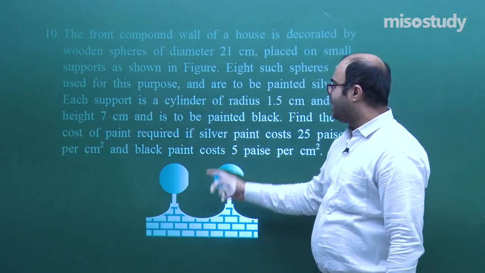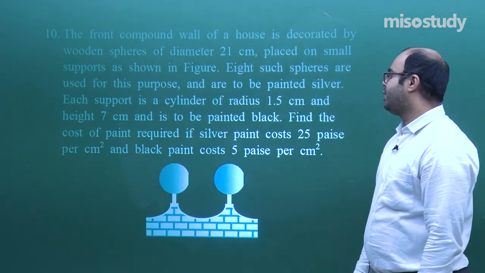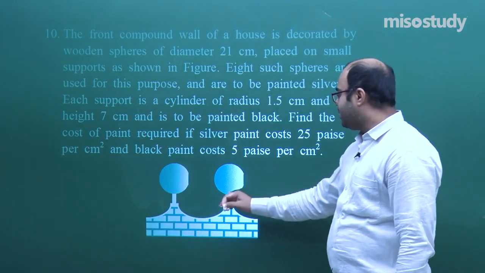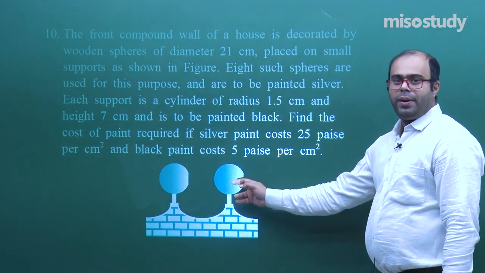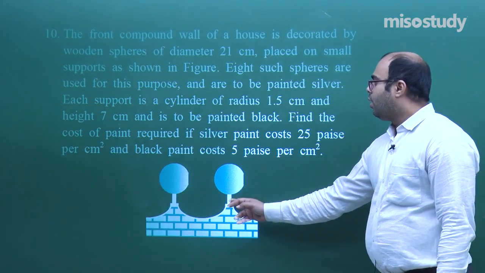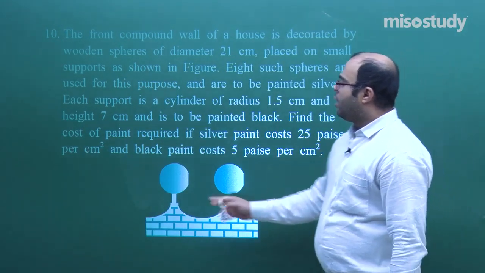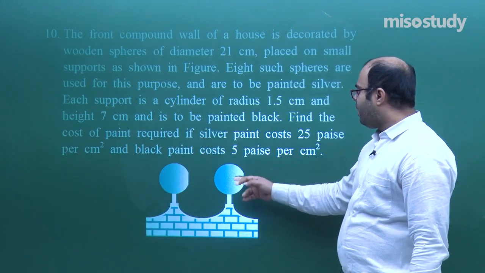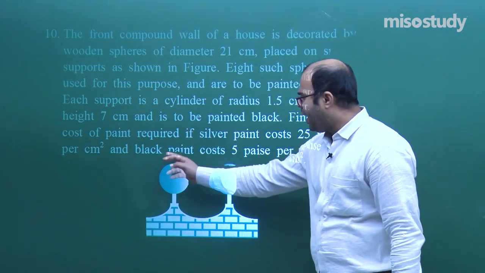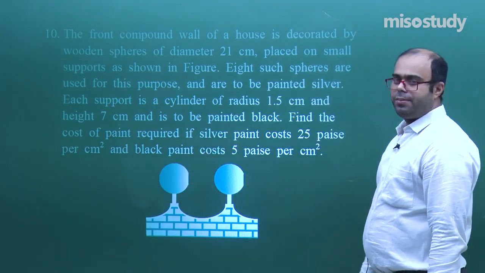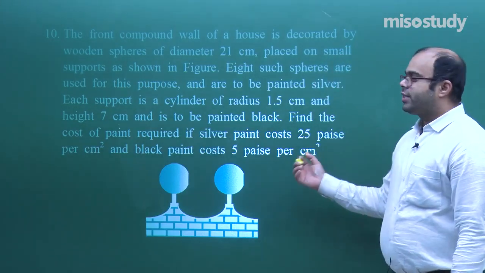Each support is a cylinder. So, this is a cylinder of radius 1.5 centimeter and height 7 centimeter, and it is to be painted black. So, a sphere has to be painted silver and the wooden support which is cylindrical is to be painted black. Find the cost of paint required if silver paint costs 25 paise per centimeter square and black paint costs 5 paise per centimeter square. So, let us see. First we have to find the cost of silver paint.